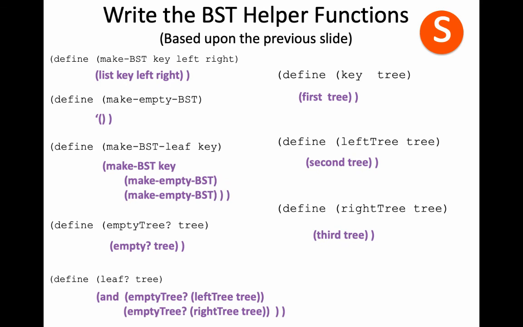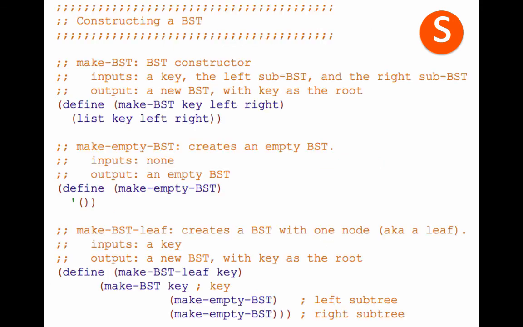Okay, I've got the code for you here, and that's going to be provided in the homework assignment as well. And I used first, second, and third, but you could have just used first and rest to get the same functionality. Here's a picture from Racket, and it's going to be really important that we respect this abstraction. So even though we know that make empty BST just returns an empty list, we're not going to use the empty list directly because we want our code to be really human readable.